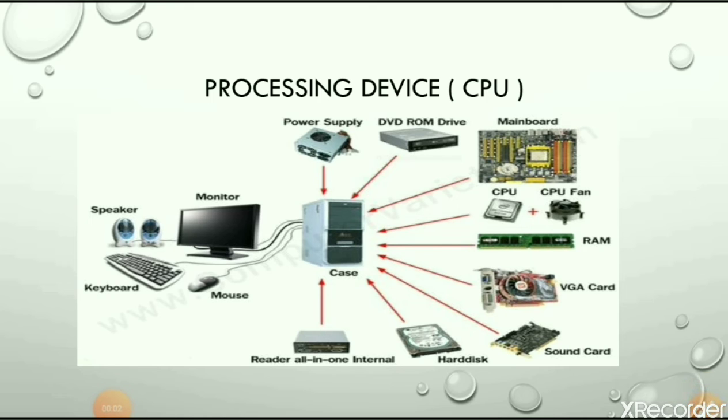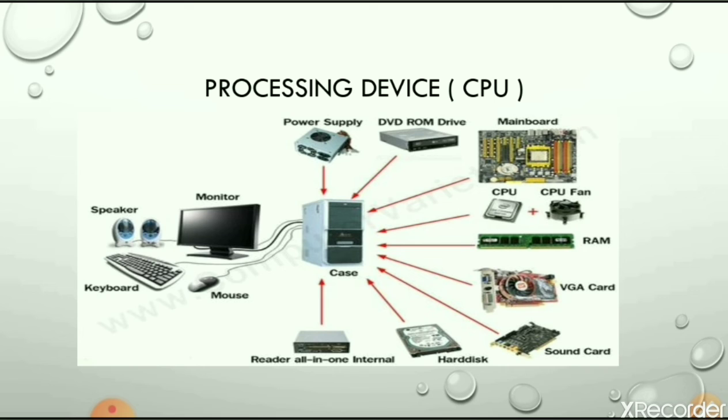Next slide is processing device, or processing unit, and that is the CPU. The part of the computer that is responsible for processing data is called the processing unit. As the name shows, the processing unit is responsible for processing data. Processing includes taking input as data, processing it, and displaying output as information. So data converts into information.